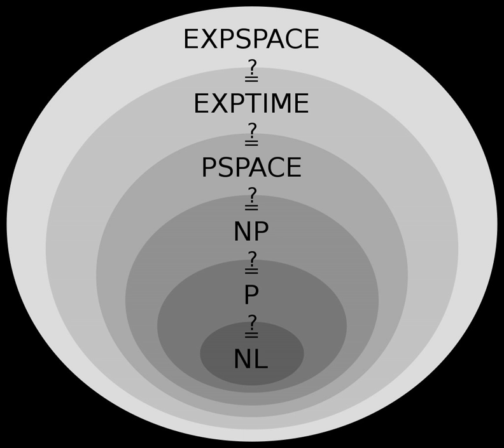Topic: PSPACE-completeness. A language B is PSPACE-complete if it is in PSPACE and it is PSPACE-hard, which means for all A in PSPACE, A is polynomial-time reducible to B, where A ≤_P B means that there is a polynomial-time many-one reduction from A to B.